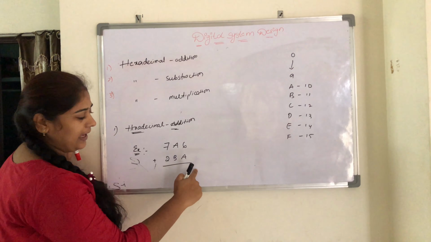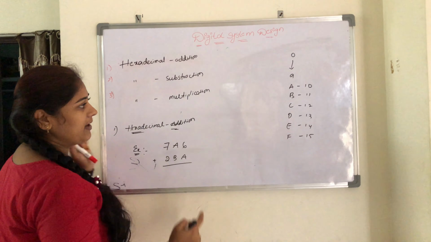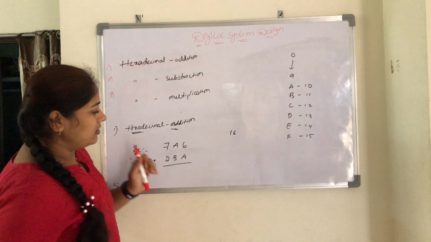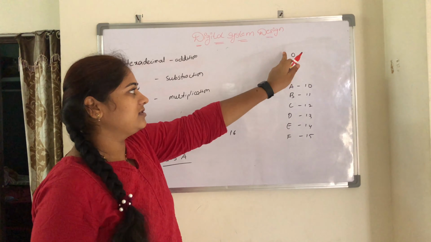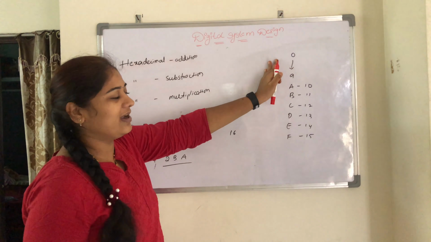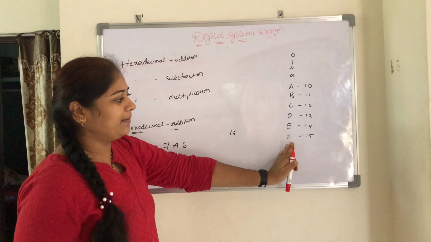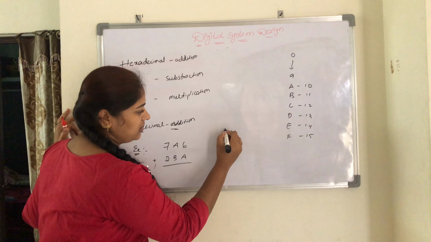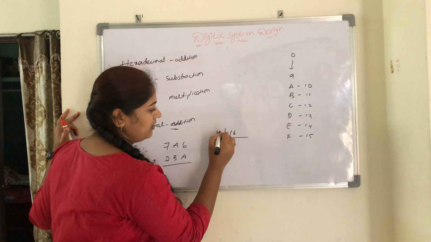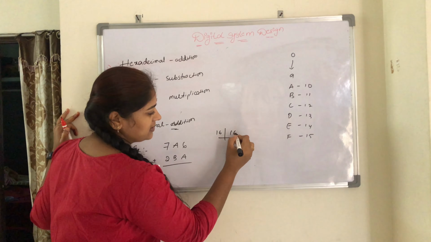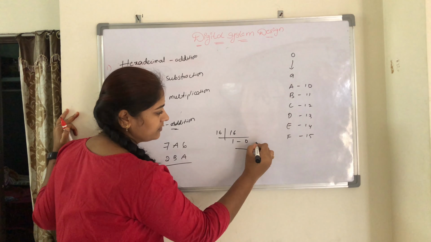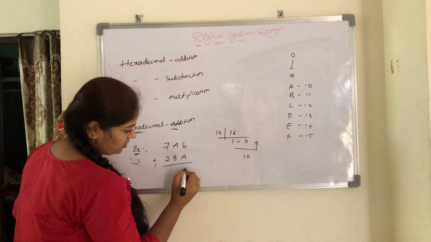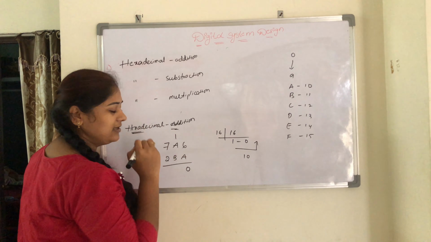7a6 plus 2ba. So 6 plus a is nothing but 10. 10 plus 6 is 16. So in hexadecimal, the range is 0 to 9 and up to 15 only. But we got 16. So convert 16 into hexadecimal. 16 1 is 16 0. So 1 0 is the answer for 16. So 1 0, 0 and 1 is carry.